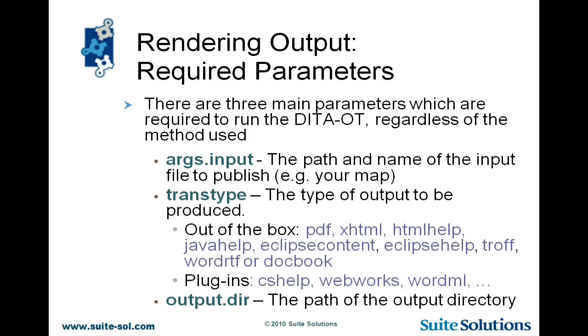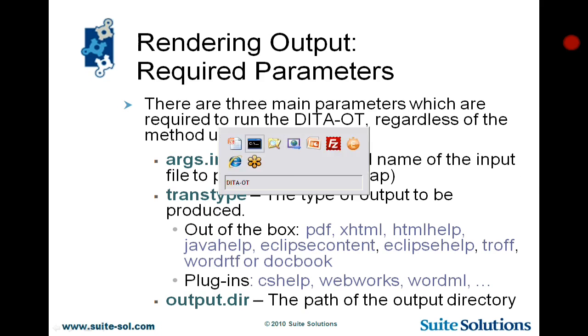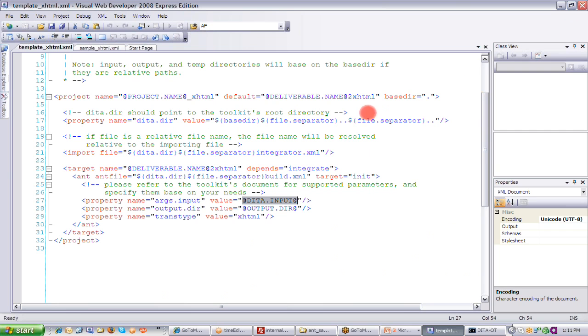The three pieces of information are args.input, which includes the path and name of the input file to publish, like your map, the trans type, which is the type of output to be produced, we're familiar with the list, and the output directory. In the sample we just ran, for example, these three are included. We have args.input, output directory, and trans type.